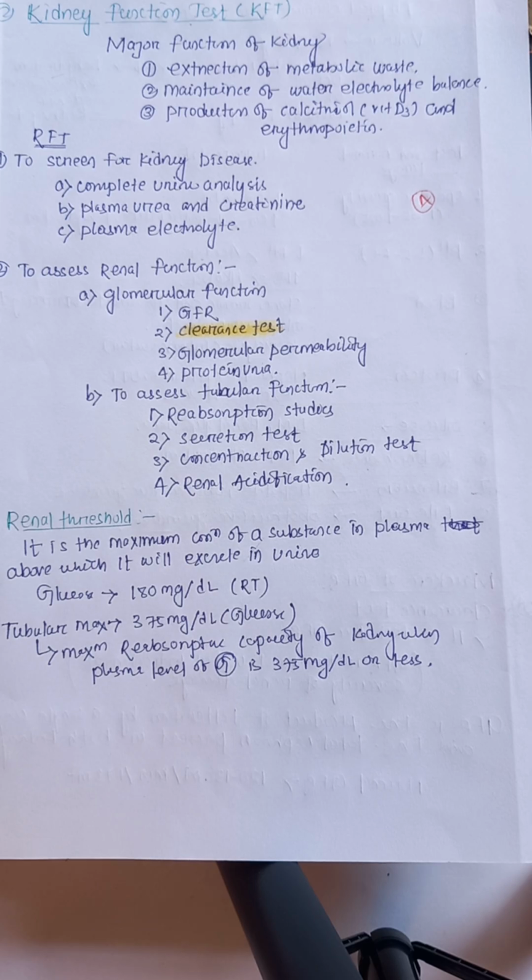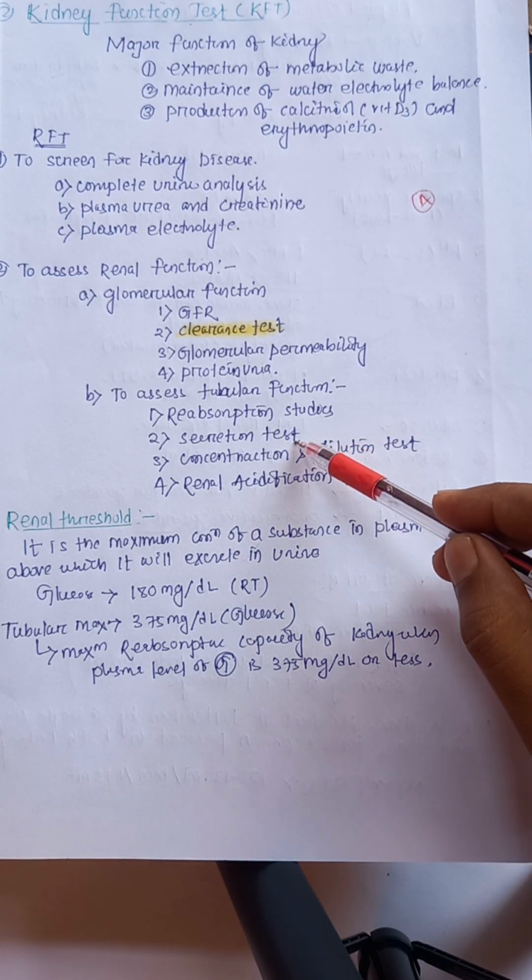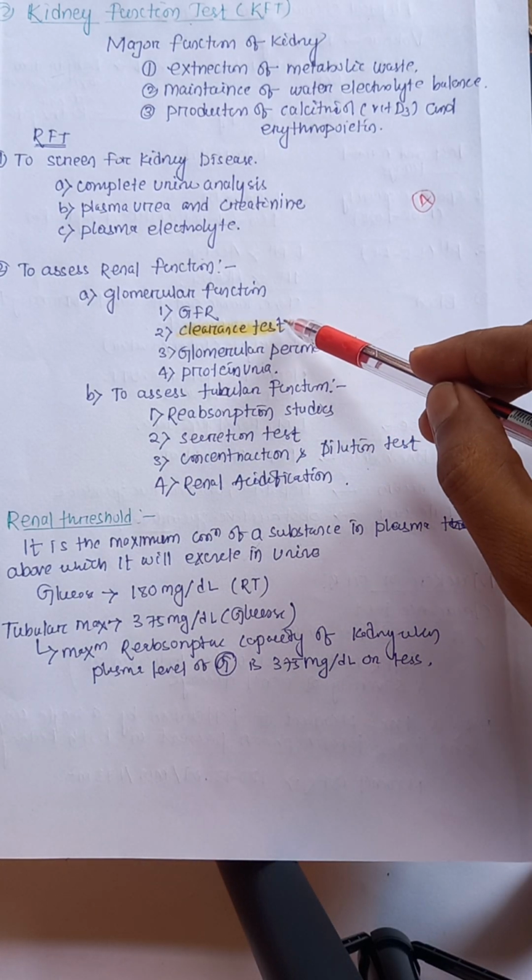Okay, and to assess renal function, there are two types: one is to assess glomerular function, and the other is to assess tubular function. The glomerular function is assessed with GFR, clearance tests, glomerular permeability, and proteinuria. To assess tubular function, we study reabsorption, secretion tests, concentration and dilution, and renal acidification. These are some tests to assess tubular function, where we will mostly see the secretion test and reabsorption.